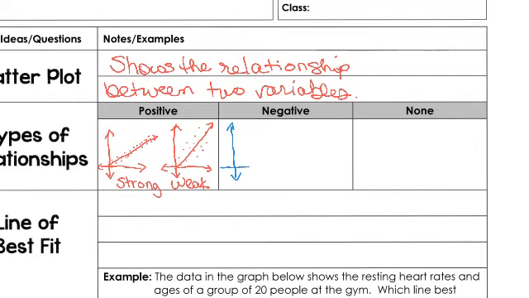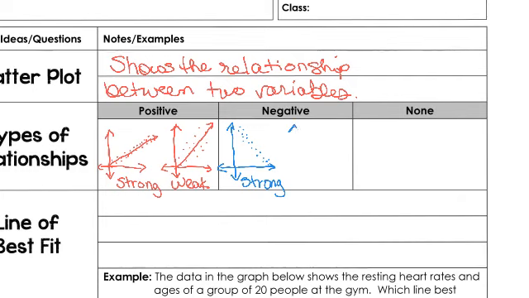will go down and to the right. So if it's a strong negative, it's information that is pretty tight to what the average would be. This would be strong negative correlation. So as X is increasing, the Y data is decreasing.